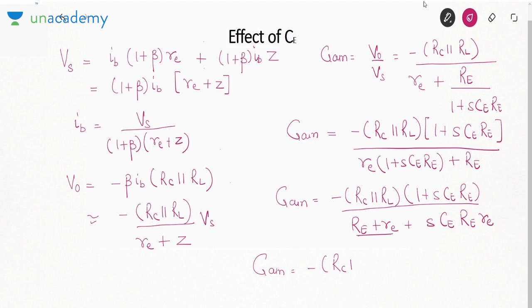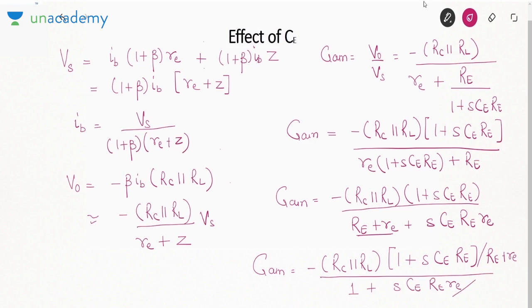Minus RC parallel RL, okay, 1 plus SCE Re divided by Re plus small re, whole divided by 1 plus SCE Re over Re plus small re.